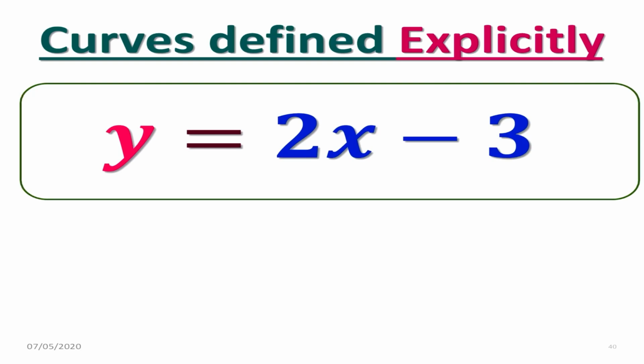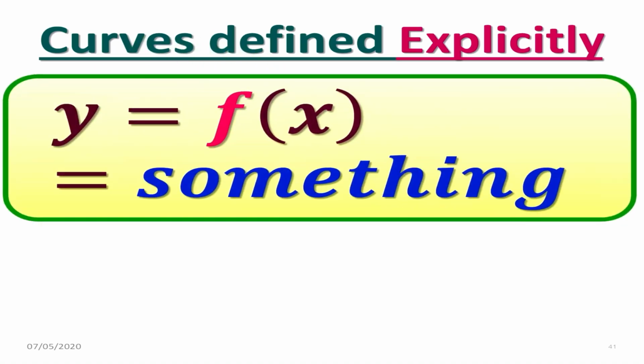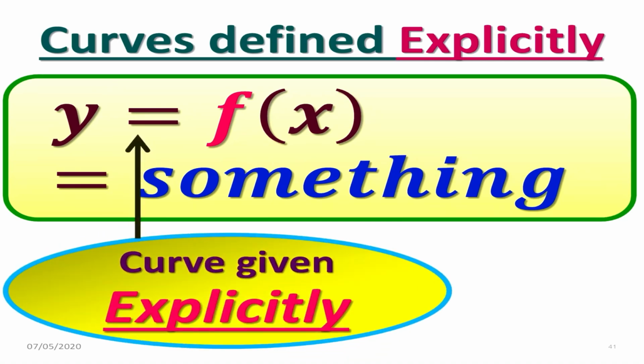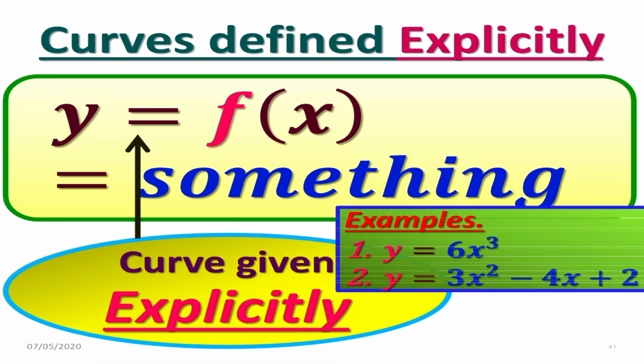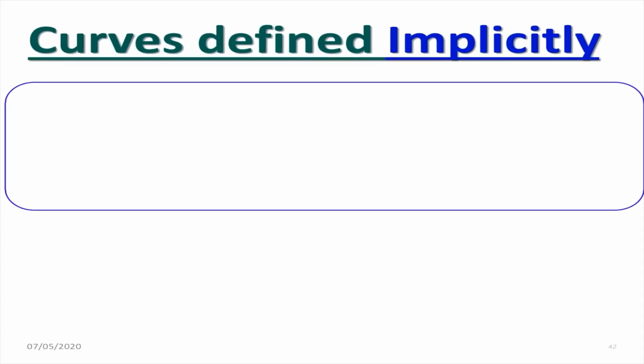In other words, you have your y alone on one side of your equation and everything else on the other side of your equation. More generally, if we have y equals f of x, so y equals something, we would say we are dealing with explicit functions. For instance, y equals x cubed, y equals 3x squared minus 4x plus 2, and so on. So in a nutshell, it's the standard normal functions that you used to work with.